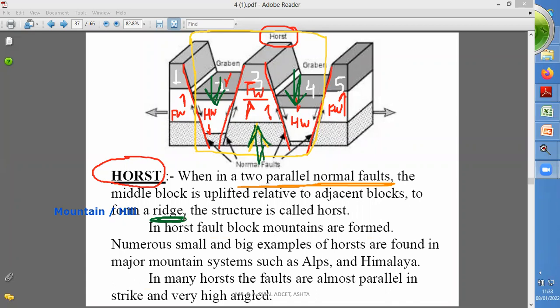So when such a type of arrangement is there, meaning more than two or three faults are there and all of them are normal faults, and when the middle block moves in the upward direction, then such a type of structure or such a type of fault is considered as a horst type of fault. Okay. Now in a horst fault, block mountains are formed.